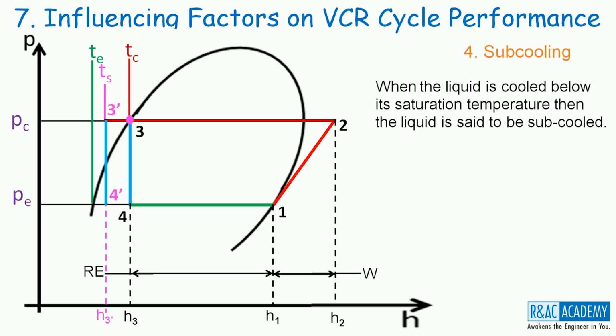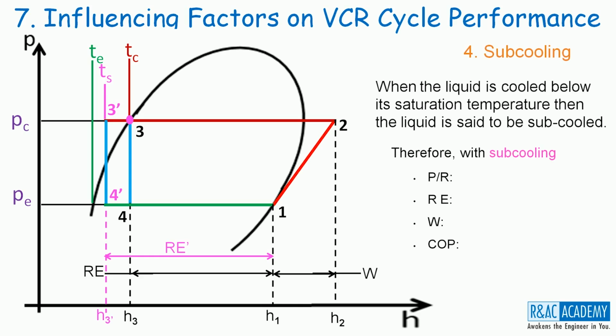Now, at 4', the refrigerant will be entering into the evaporator to produce a refrigeration effect of RE'. The RE' is clearly greater than the baseline RE. On the other side, the work input to the cycle does not change. Therefore, with subcooling, pressure ratio does not change, RE increases, W remains unchanged, and COP increases.